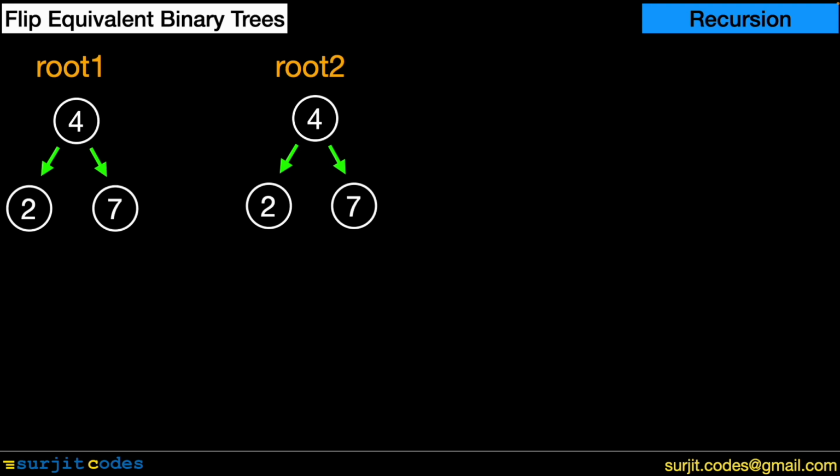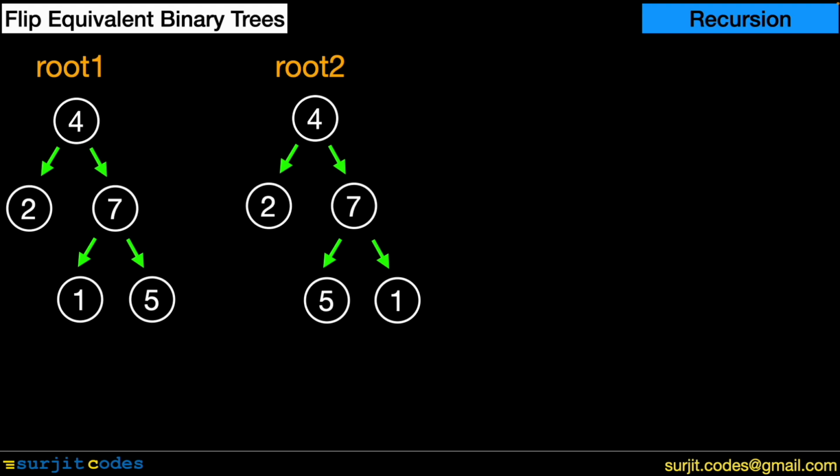Consider the two trees for which roots are given. They are exactly same, hence they are flip equivalent. When we flip the right and the left children of one of the nodes of one of the trees, the two trees remain flip equivalent. However, these two trees are not flip equivalent because the values of some of the nodes are different. These two trees are also flip equivalent as none has been interchanged with 2, and these two trees are also flip equivalent. In one of these trees, left and right subtrees of node 7 have been flipped.